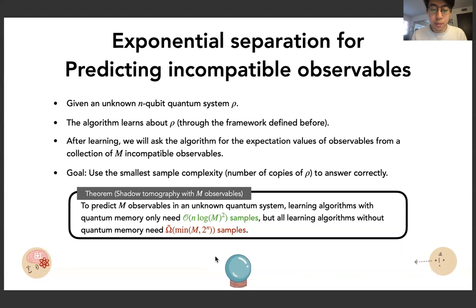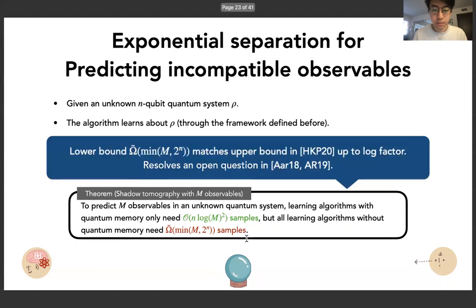We showed that to predict m observables in an unknown quantum system, a learning algorithm with quantum memory requires n log(m)^2 samples, but all learning algorithms without quantum memory need a minimum of m and 2^n samples. We do note that this upper bound is already established. The main technical contribution of this work is in establishing the lower bound of min(m, 2^n). We note that this lower bound of min(m, 2^n) matches the upper bound for learning algorithms without quantum memory proposed in HKP20 up to a log factor.